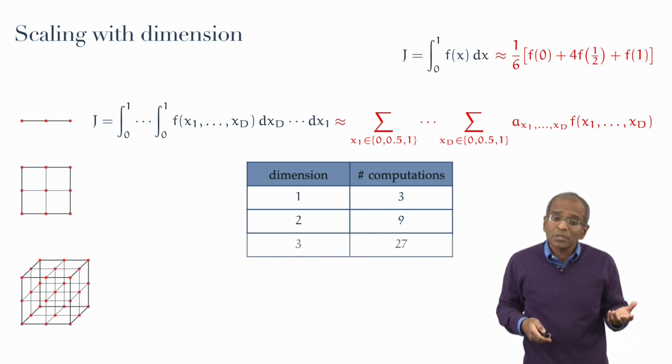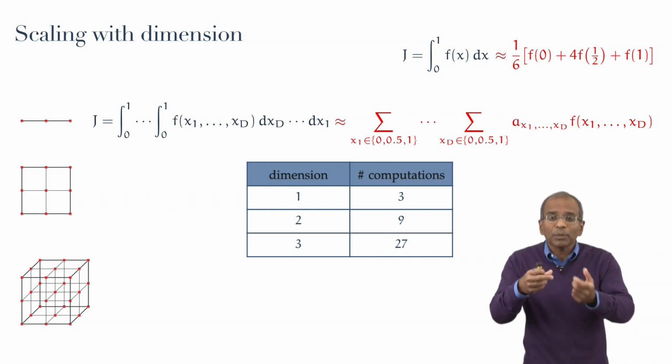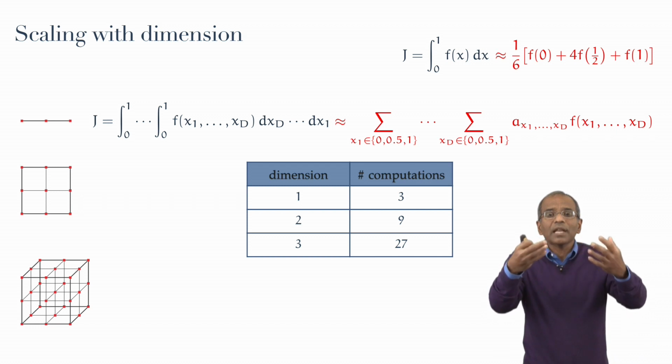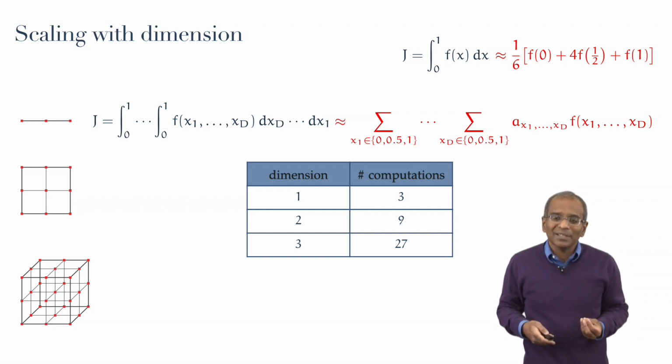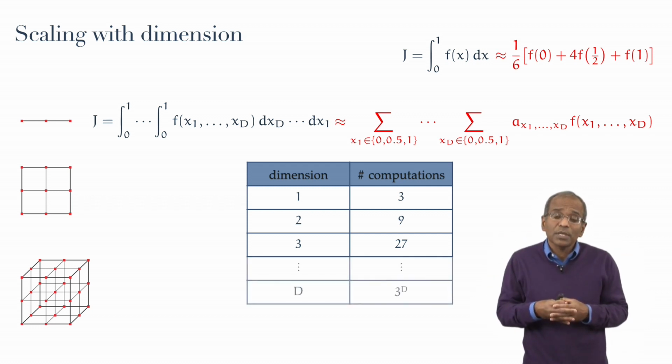In 3 dimensions, again, in each dimension I have to have 3 points, 3 times 3 times 3 gives me 27 lattice points inside the three-dimensional cube. And now we're beginning to see a pattern. How does it work in d dimensions?